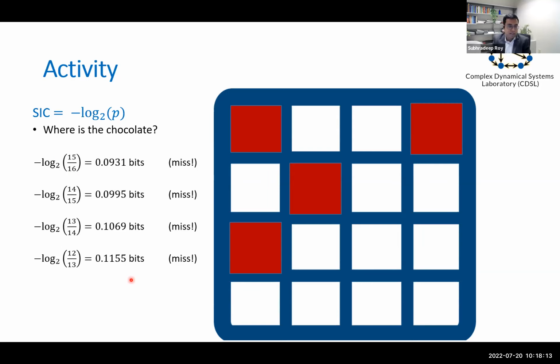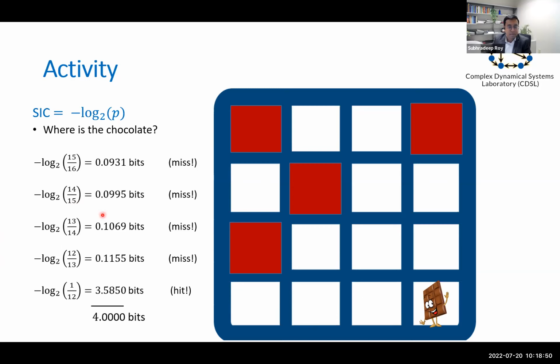So let's make another attempt, and this time I found a box with the chocolate. This is the amount of information I gained when I learned that this box has a chocolate in it. Now if we add all of them together, we get 4 bits of information. This is the amount of information we need to identify the box with the chocolate in it. A question may arise: what if we start the game with a different seed, where the chocolate is located in a different box and we take a different number of attempts to find it?